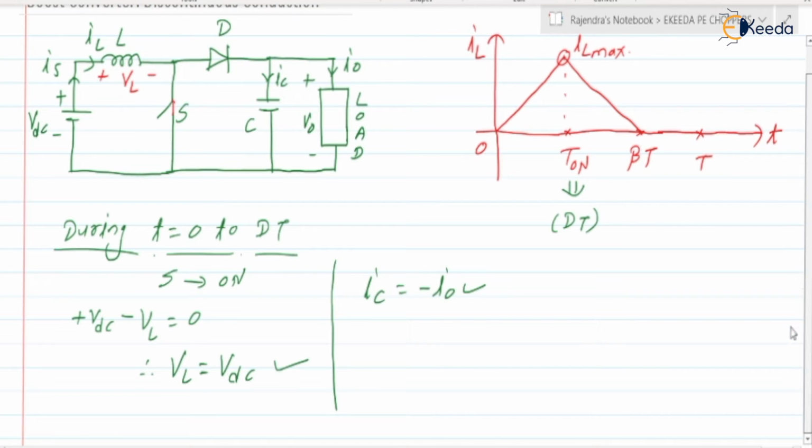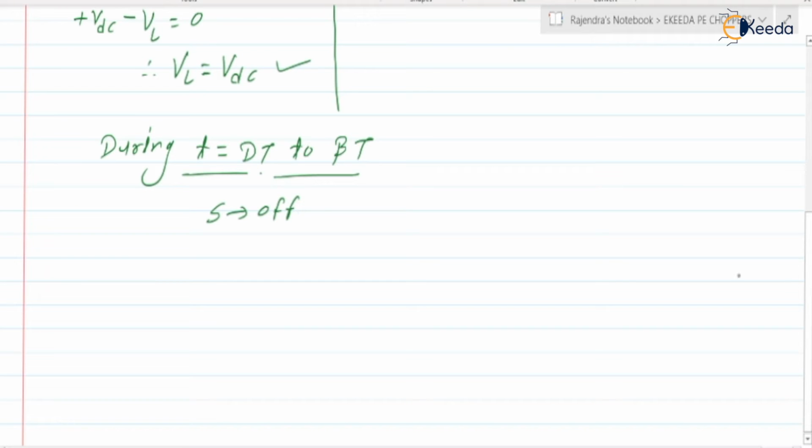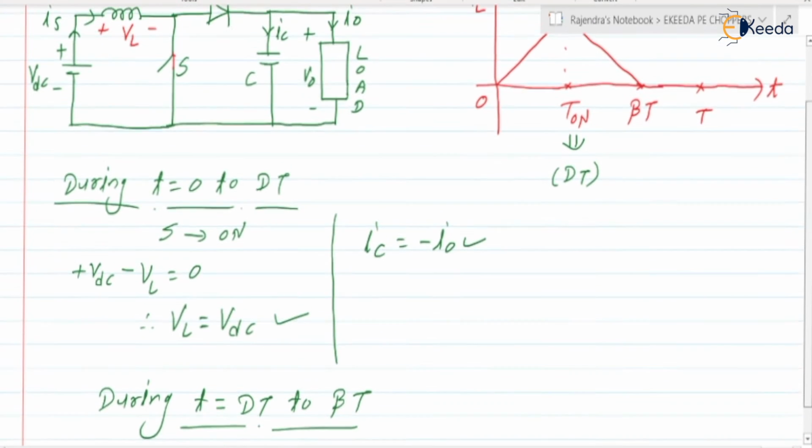Next, during T on to beta T, that is, during dT to beta T, what will happen? During t is equal to dT to beta T, the switch will be in the off state and the inductor releases the energy fully.